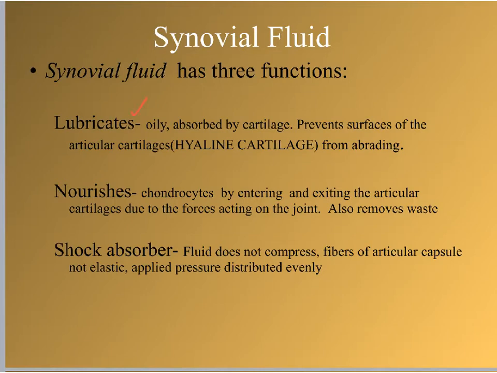It lubricates the joint. Synovial fluid is like an oil, and it's absorbed by the cartilage, by that articular cartilage, that hyaline cartilage. And so it makes the hyaline cartilage at the ends of long bones quite slippery and keeps them wet. So this prevents the surfaces of the articular cartilages from rubbing against one another. I'll show you in a second, when we get to a better picture, which cartilages these are.